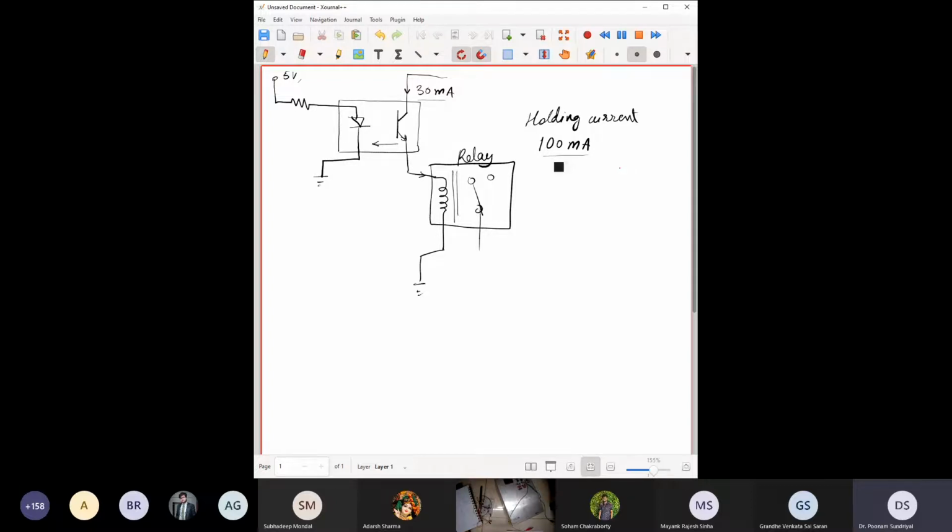Then how do you deal with it? Obviously the primary can give you only 30 milliamperes. Then what do you do? Anyone who wants to take a guess? So we can use a transformer. Well, a transformer can be used if the signals are AC. They cannot be used with DC. So amplifier.